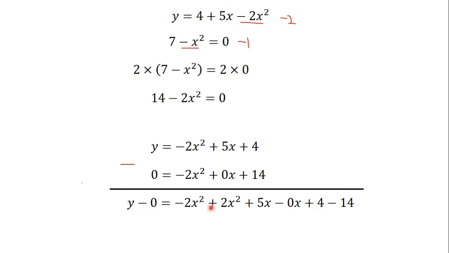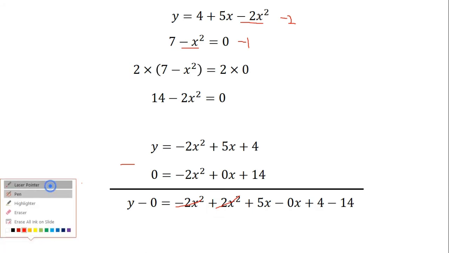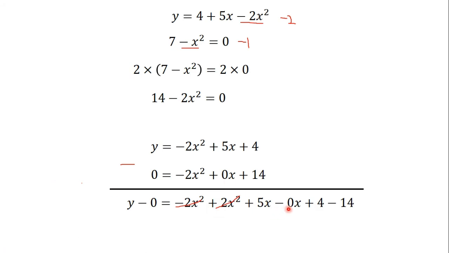y minus 0 will give us y. Minus 2x squared plus 2x squared will cancel each other out. So minus 2x squared plus 2x squared will give us 0. Then 5x minus 0x will give us 5x. 4 minus 14 will give us minus 10. So we have y is equal to 5x minus 10.